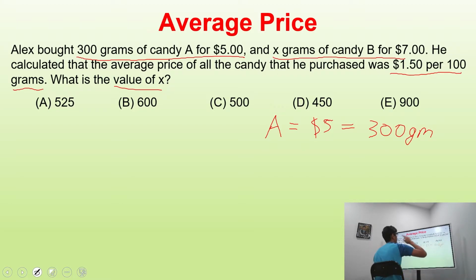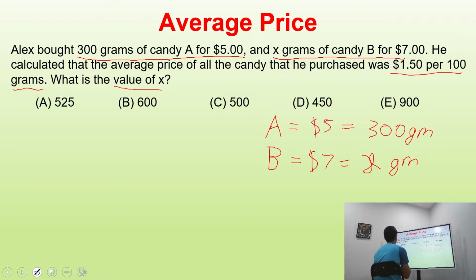And now let's go for candy B. And we know that for candy B he spent $7. So we're just going to write down 7. So he spent $7. And since we don't know the amount of grams, we're just going to write X amount of grams.